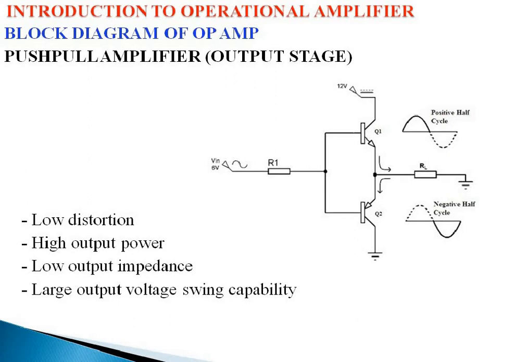Then the output stage is which is having high output power, low distortion, low output impedance and large output voltage swing capability. All these conditions are satisfied by a push-pull amplifier. That is, it is having low output impedance and it prevents clipping, so distortion will be less. High output power, all these are satisfied by a push-pull amplifier. So in the output stage of an op-amp we prefer push-pull amplifier. So this is the block diagram of op-amp.